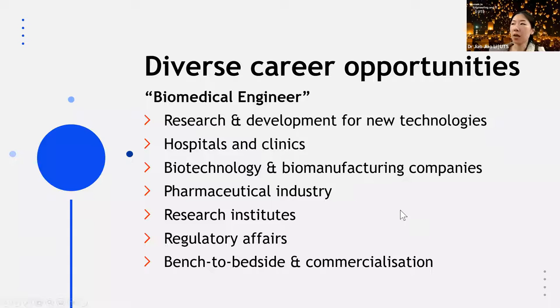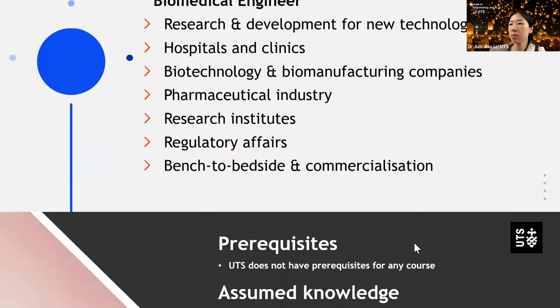So you can do R&D for new technologies, you can go to hospitals and clinics, biotech and biomanufacturing companies, including agriculture as well, that's a huge field, pharmaceuticals, research institutes, regulatory affairs, and also bench to bedside and commercialization. So a lot of students don't just do a straight engineering or science degree, they combine it with law or business, and then they would end up going into things like regulatory affairs and commercialization, which is an extremely important part of the product development pathway.